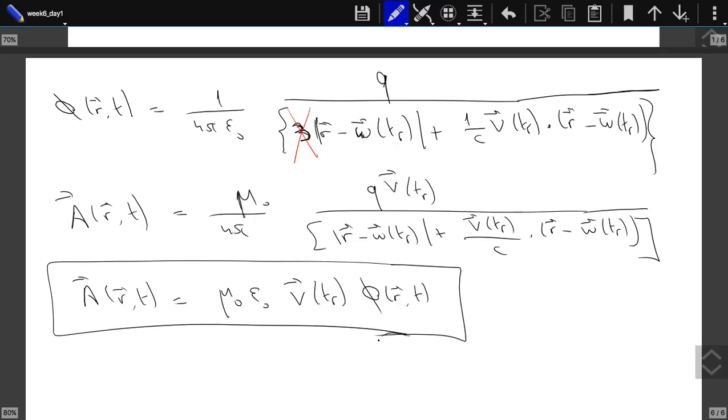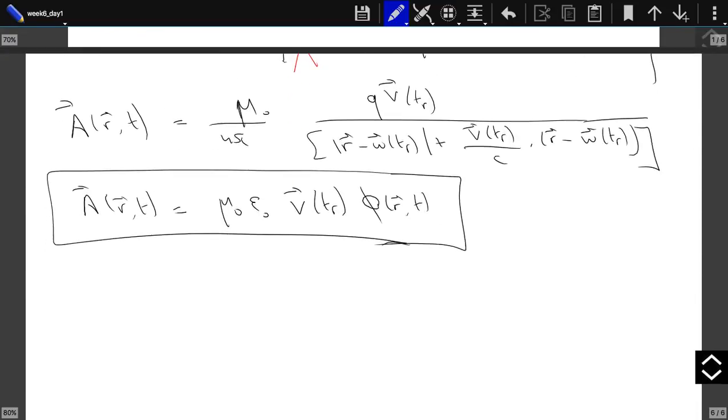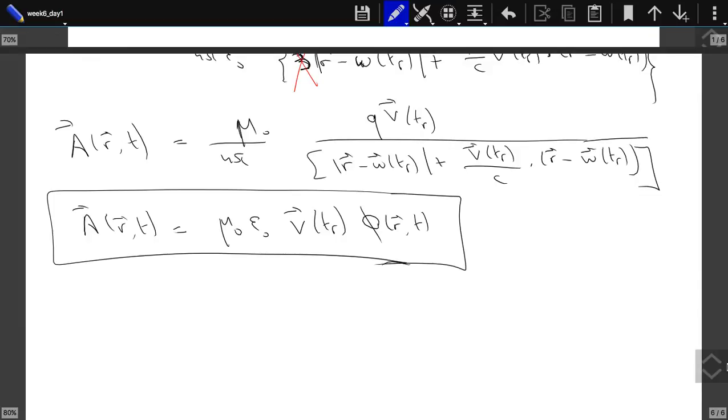Now, for a point charge, phi and A, their relation is kind of easy. This is for a point charge. We are looking at only a point charge. If you want the charge density, these are the expressions. You don't get a simple relation between phi and A in that case. But for a point charge, phi and A are related. Well, you see, A is proportional to V, the velocity of the point charge. From here, A is zero, it's at rest. So what about a point charge that is moving at constant velocity?